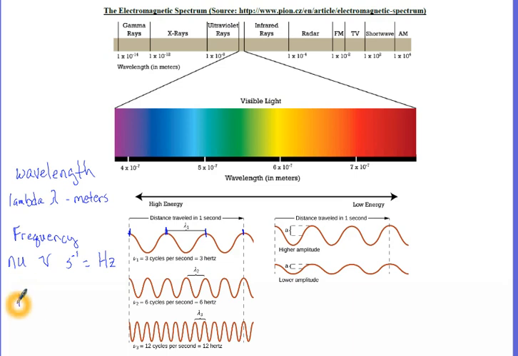So as wavelength decreases, a decrease in lambda will correspond to an increase in nu, or frequency. You need to make that relationship early on, and this picture kind of helps you do that.